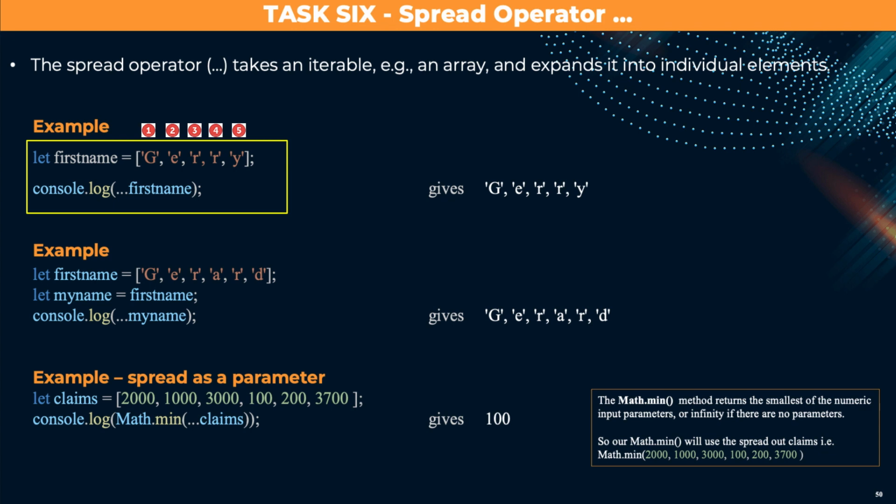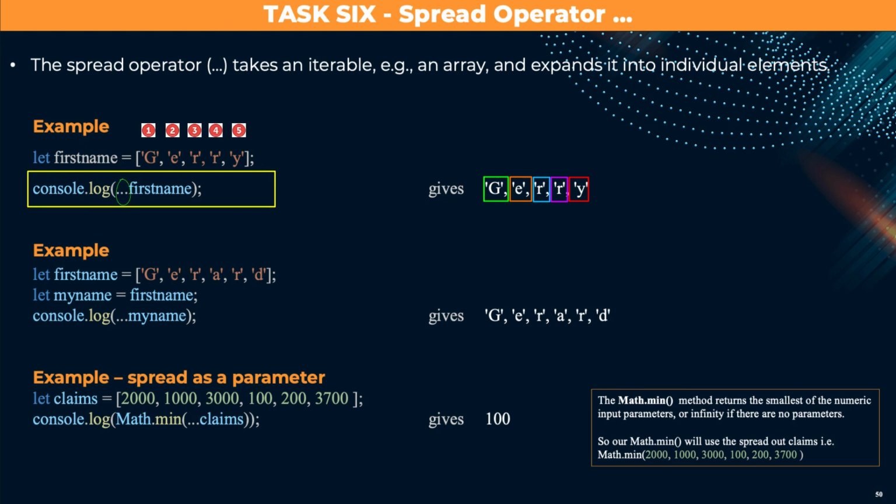And what we want to do is display each individual character, but not in the shape of an array. So we want to spread each character out. So we do console.log dot, dot, dot, first name. And that will give me the individual letters, not in an array.